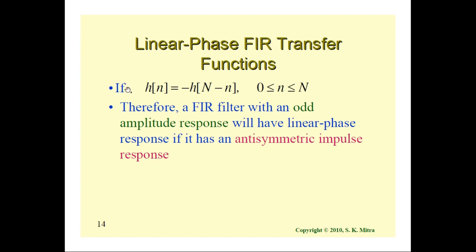And secondly, it is also possible that the impulse response of an FIR filter is antisymmetric, that is, the impulse response coefficients around the center of symmetry exhibit negative symmetry, that is, the coefficients are the same but with different sign. Then such a filter will have an odd amplitude response, and this filter will also exactly realize a linear phase response, or it will have linear phase characteristics. Again, the filter is causal, has a length N plus 1 and order N.